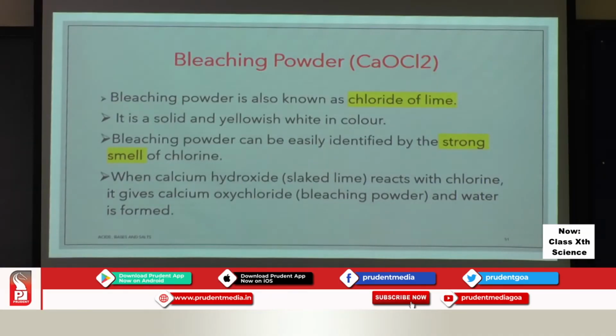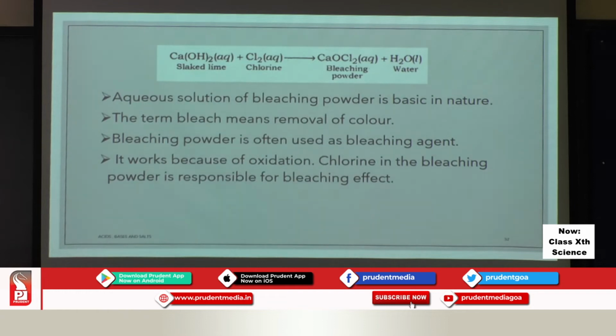Now when calcium hydroxide, that is slaked lime, reacts with chlorine, it gives us calcium oxychloride and water. So you are reacting a base, that is slaked lime, with chlorine, resulting in the formation of bleaching powder, calcium oxychloride, and water is released as a byproduct. Now what is the nature of bleaching powder? It is basic in nature.